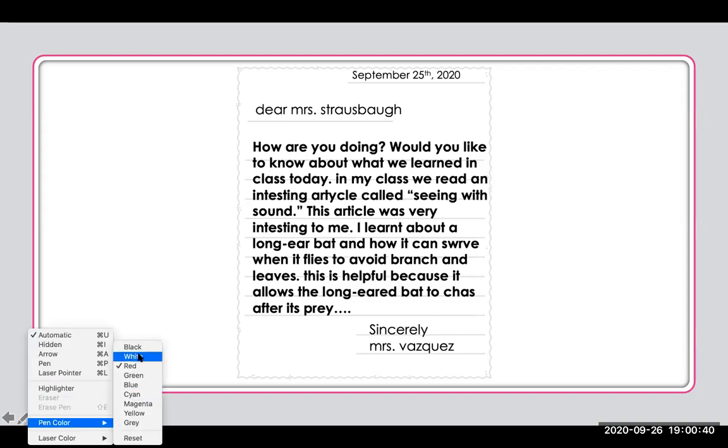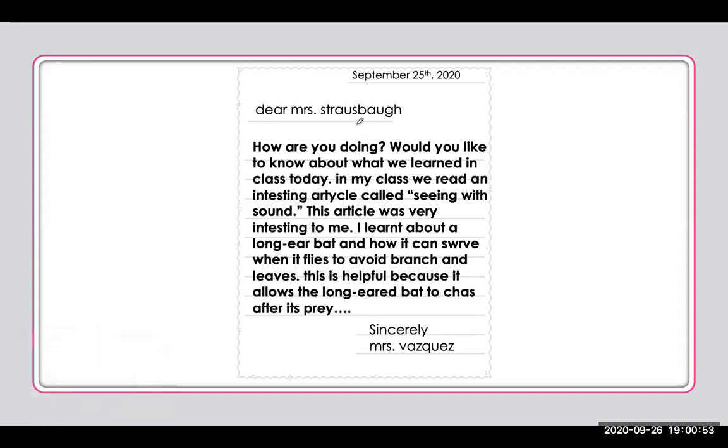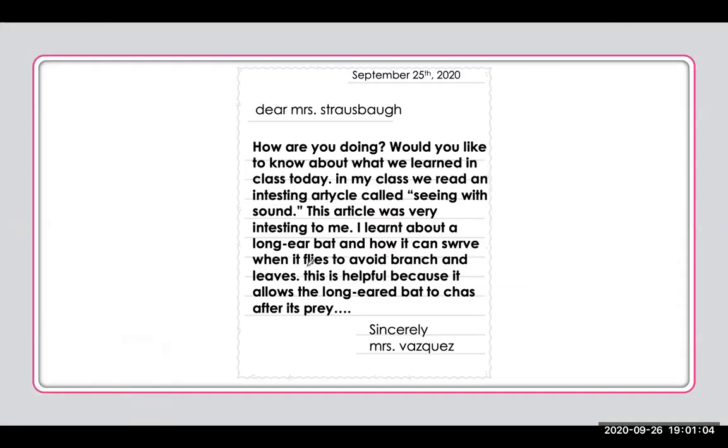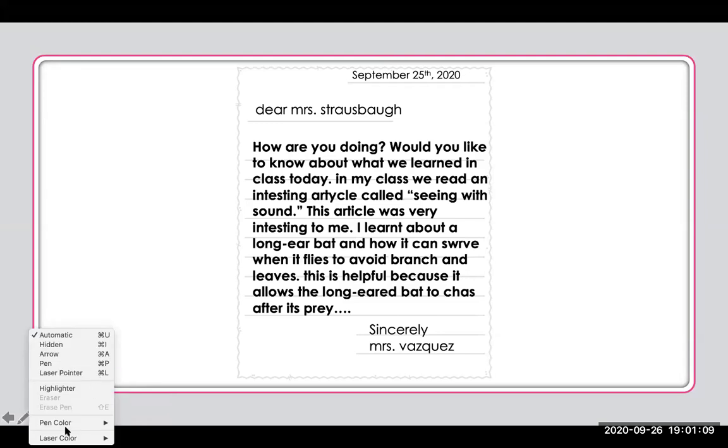All right, so I know there's a lot of things I need to fix, and I like to use two different colors. I like to use green to edit and red to revise. So red, remember, is to add words, move words or sentences around, and substitute. So using red, let me grab my pen again, I'm going to add words, move things, and make sure it's all revised really well.